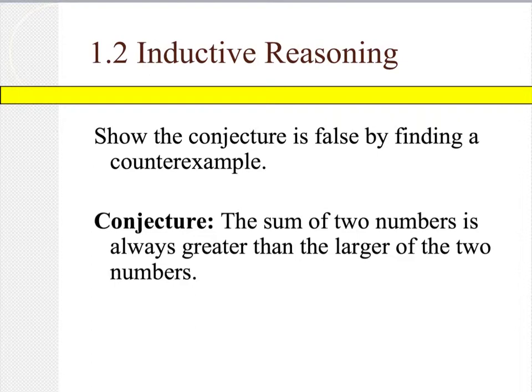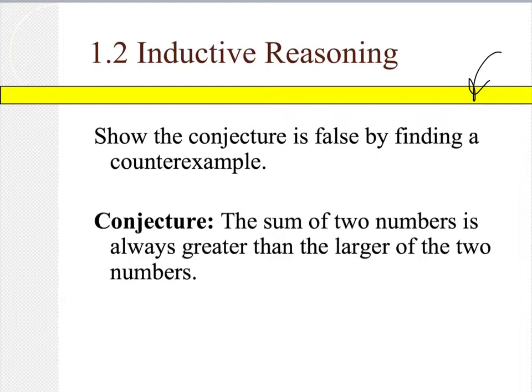This one, you're going to show the conjecture is false by finding a counterexample. So on this one, you're going to read the conjecture and come up with a way that we can prove that it is false. This conjecture is not true. Come up with a way to find that to be false. Pause and give it a shot.